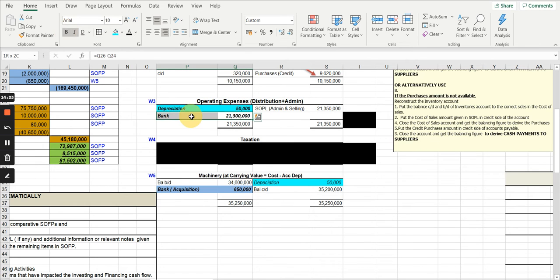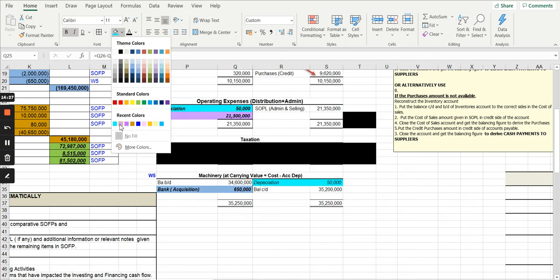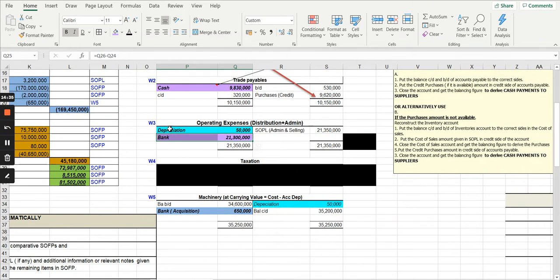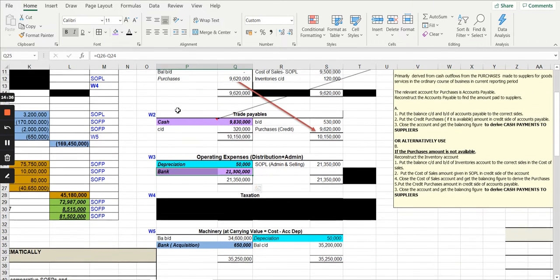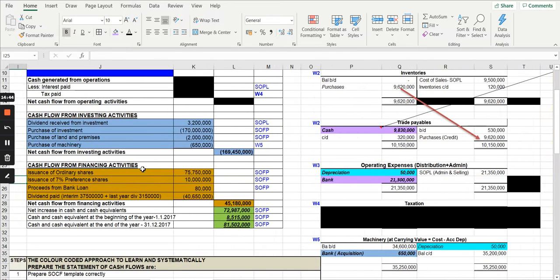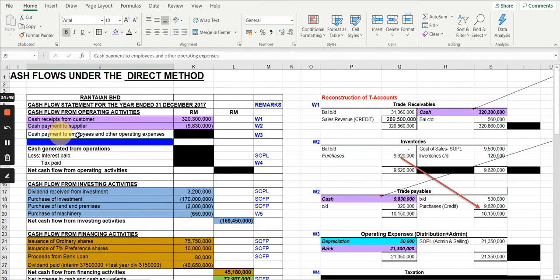And this color, which is going to be purple, that will be the bank or the amount that you spend to pay out to your operating expenses, cash payments to employees and expenses, other expenses paid. So that was 21.3. So that working number 3 will be transferred to the statement here. And this is what you have here.